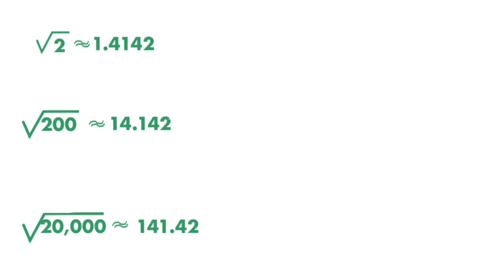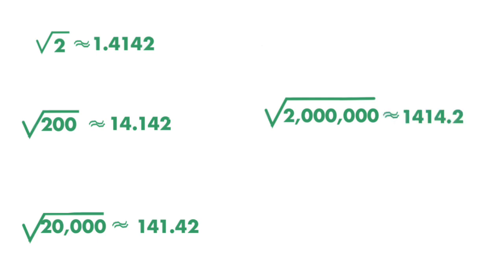If you said 141.42, you are correct. Now, how about radical 2 million? It's 1,414.2.